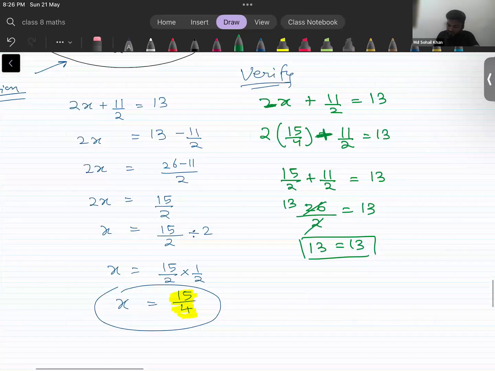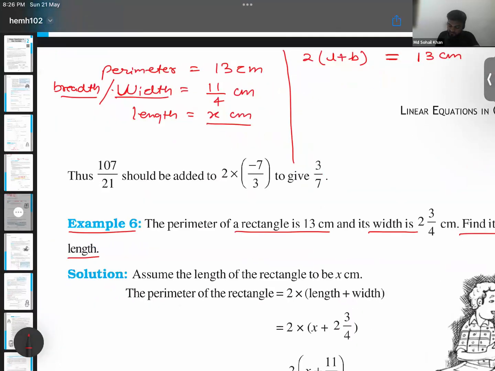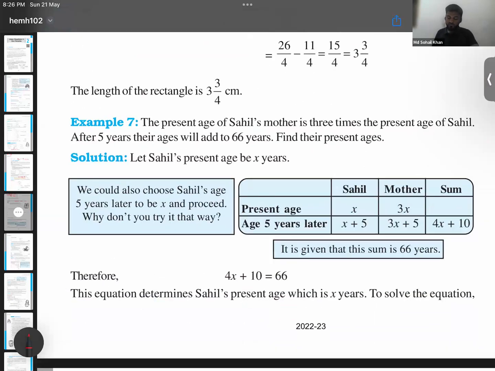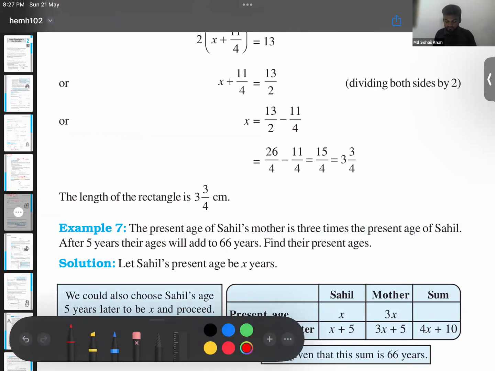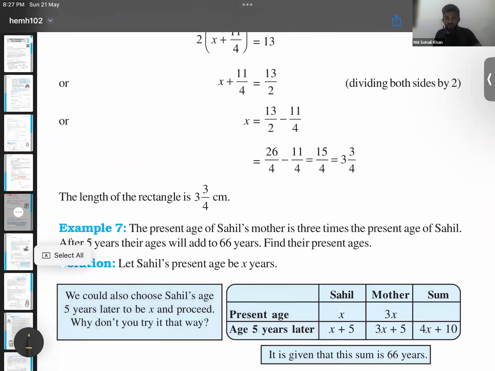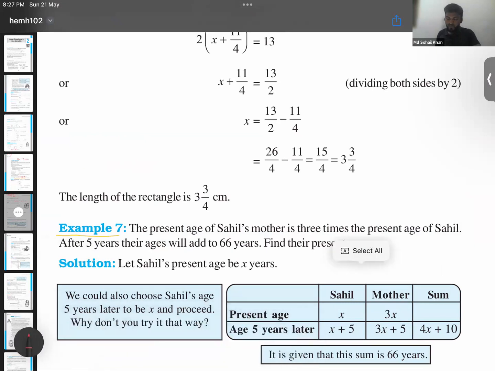Okay. Now you have got a few other examples also. See the next example. That one is also a very good example. Read the question. What does the question say here? Example number 7. The present age of Sahil's mother is 3 times the present age of Sahil. After 5 years, their ages will add to 66 years. Find the present ages.